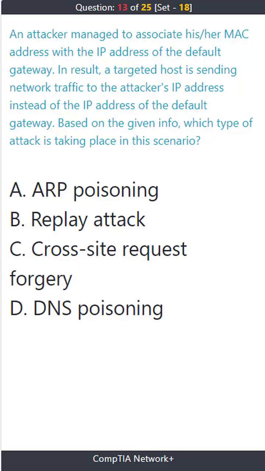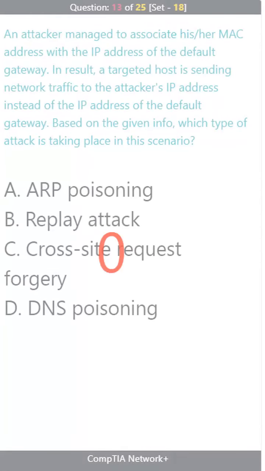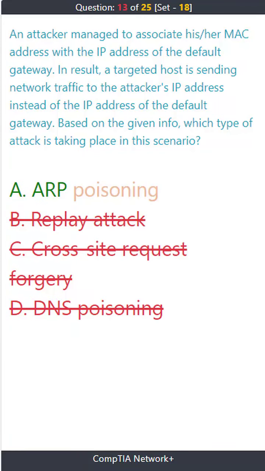Question 13. An attacker managed to associate his/her MAC address with the IP address of the default gateway. As a result, a targeted host is sending network traffic to the attacker's IP address instead of the IP address of the default gateway. Based on the given info, which type of attack is taking place in this scenario? A. ARP poisoning. B. Replay attack. C. Cross-site request forgery. D. DNS poisoning. The correct answer is A. ARP poisoning.